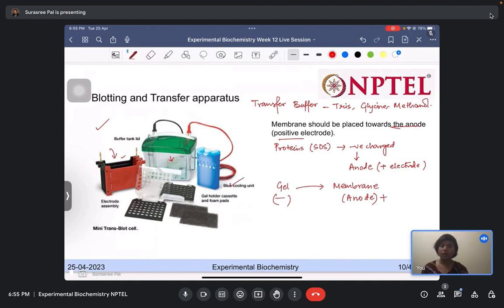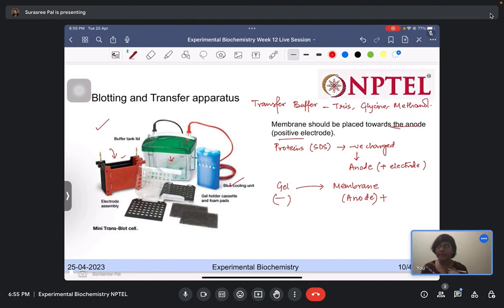We can see here this cooling unit, which cools down the whole system. Why is it used? Because when the transfer occurs by the passage of the electric voltage, a lot of heat is generated, and if the system temperature goes up, the proteins will not be properly transferred, and the proteins might degrade. That is why the transfer has to be done at lower temperature in a refrigerated chamber.